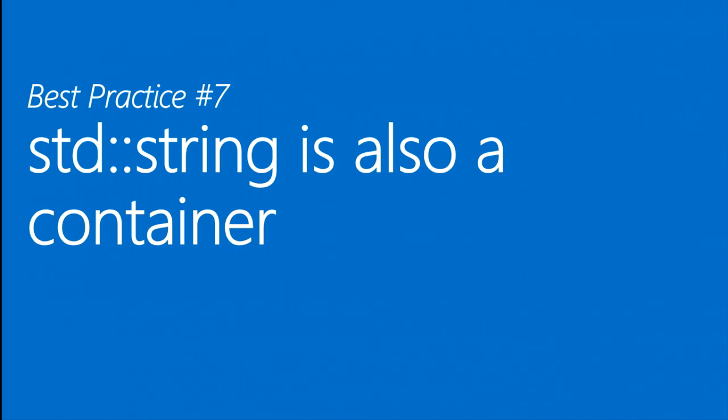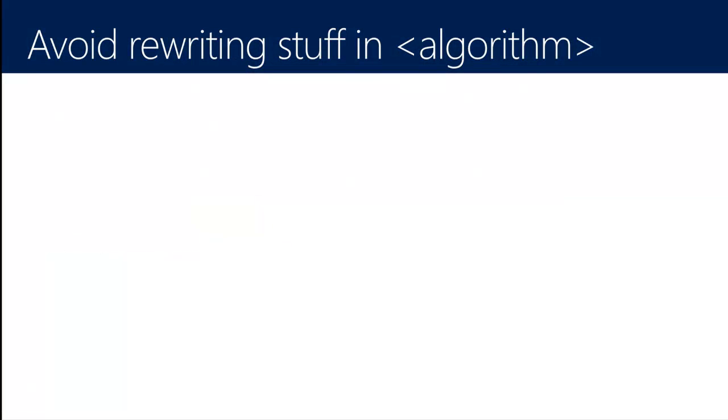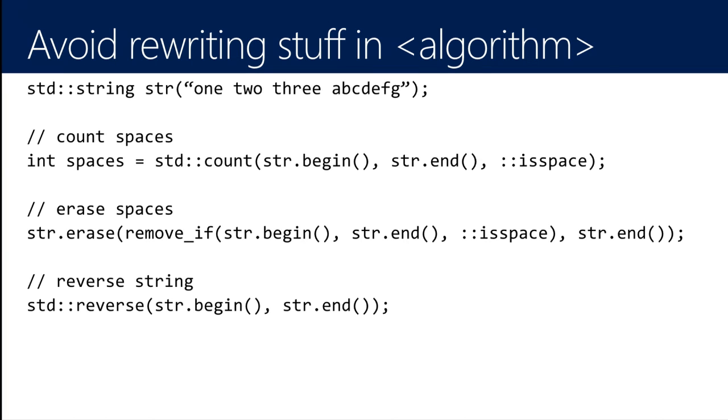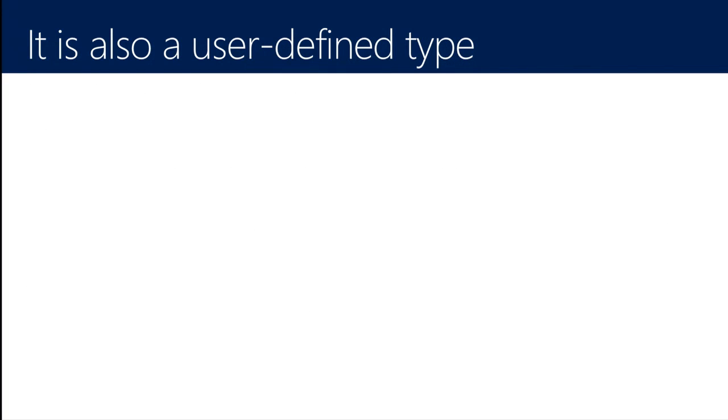So Billy O'Neill gave me this one. He's an internal developer, and I had to go look it up. He explained it to me, and then I went out and looked it up. It is a container, which means that a lot of the things you can do with any other container, like a vector, you can work on with string. And in his experience, he saw lots of developers that had rewritten and reinvented the wheel out of algorithm because they were unaware of this. It's also a user-defined type.